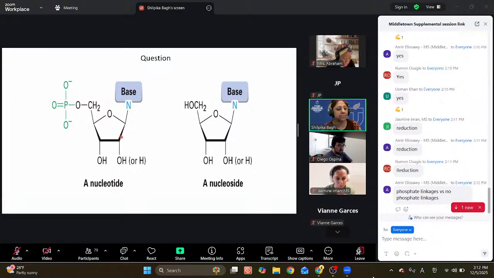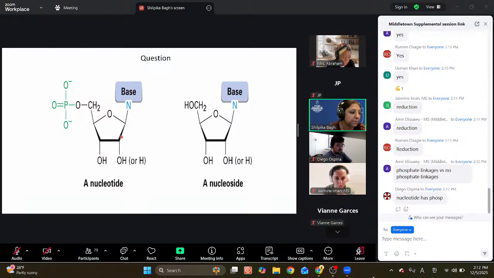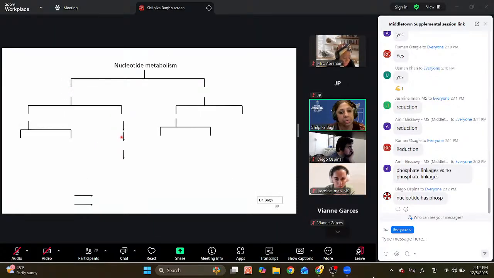Base, sugar, and phosphate all should come together. Base, sugar, and phosphate. All of them should come together. Yes, nucleotide also has a phosphate. So let's see how you should do them now.